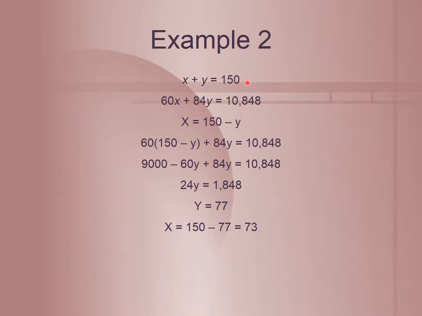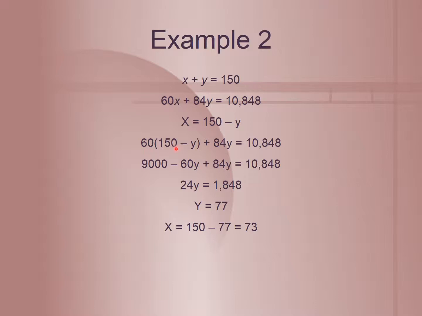So now, given here again, what we want to do is we want to take the X plus Y equals 150 and we'll solve for X. So I'll subtract Y from both sides. So X is equal to 150 minus Y. And then I'm going to take that information and substitute it back into the other equation. But instead of writing X, I'm going to write 150 minus Y. So I have 60, and then I'm going to write 150 minus Y instead of X. Notice my use of parentheses. Plus 84Y equals 10,848.